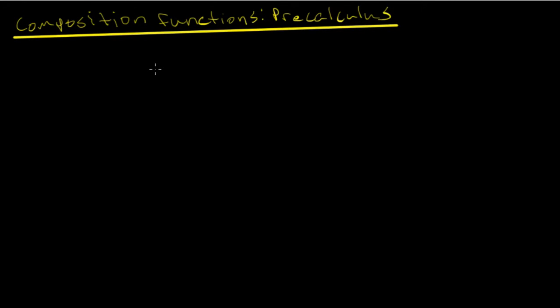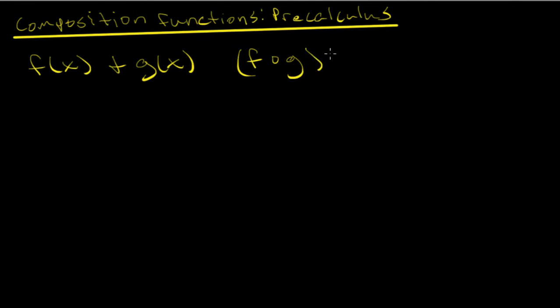Today we're going to be covering the topic of composition functions as seen in precalculus. Let's go over a little bit of notation that you might see. If we have two functions, f of x and g of x, you may see composition functions written as f circle g, as some people like to call it, but it can also be written as f of g of x.